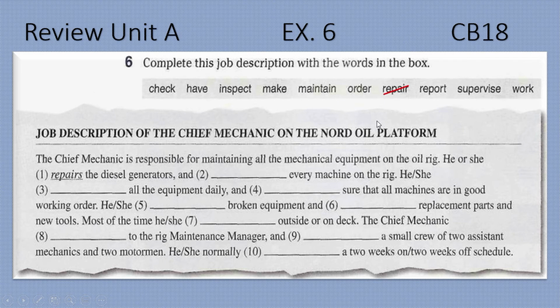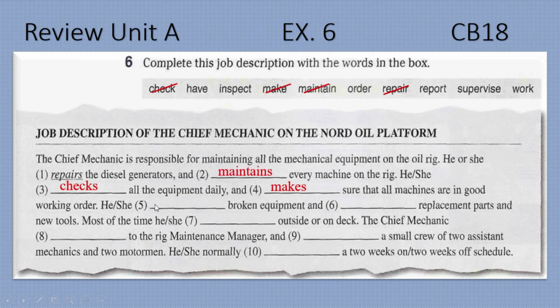So pause the video and try to complete the task. Remember, the subject is singular, so you must add s to each verb. Now, let's check our answers. Number 2 is maintains, and maintains every machine on the rig. He or she checks all the equipment daily. Cross out check. And makes sure that all machines are in good working order. He or she, so we cross out make.